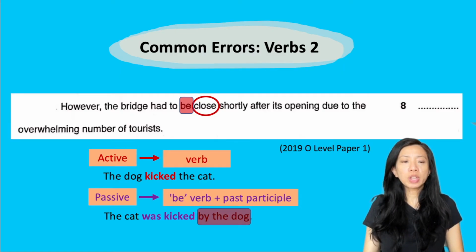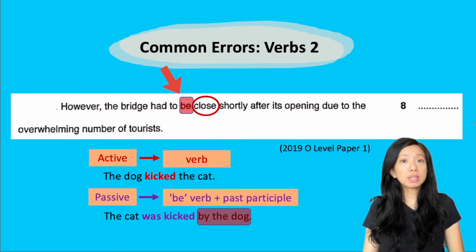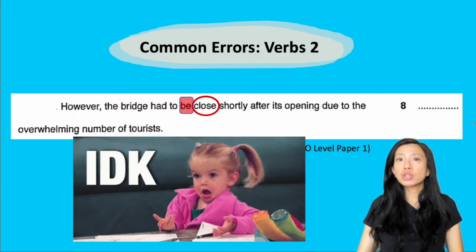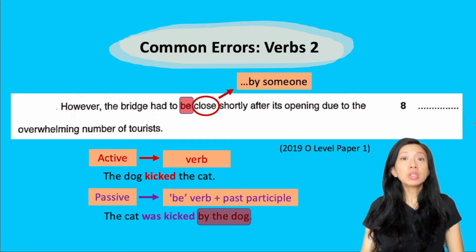So let's go back to the question. However, the bridge had to be closed. So notice that there's a be before the word close. Notice how the sentence doesn't tell us who actually closed the bridge, right? So I could add that the bridge was closed by someone. So I can confirm that this should be in a passive sentence form. So the word close should be in the past participle form, which is closed.